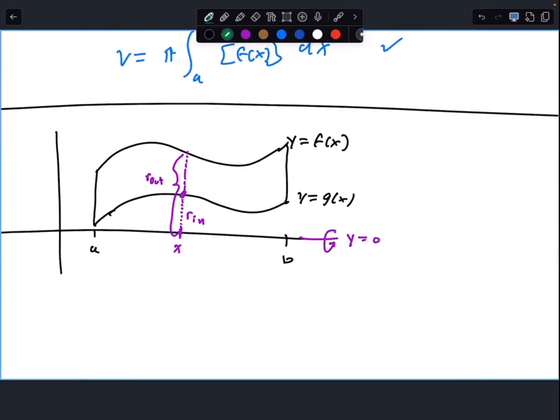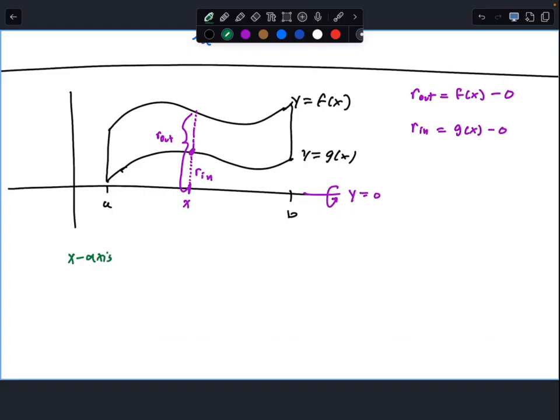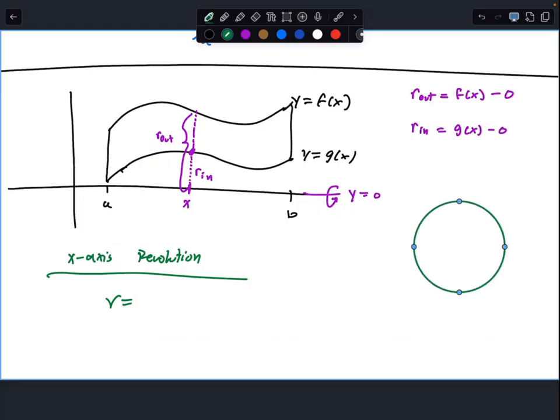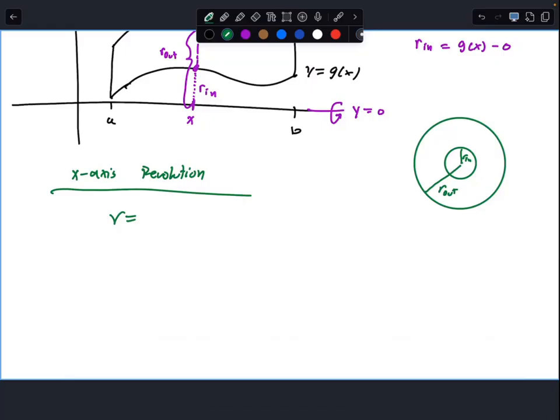And so in this function right here, R outer is f of x minus 0, the axis of revolution, and R inner would be g of x minus 0, the axis of revolution. And of course, we'll talk about what happens when we're just any line. So when revolving about the x-axis, the volume will equal... now basically what we need to understand, and this is the correct word, is an annulus or a donut, a washer, where this piece right here is my R inner, and this part over here is my R outer. And if you know how to find the area of an annulus, the area is equal to pi R outer squared minus pi R inner squared.